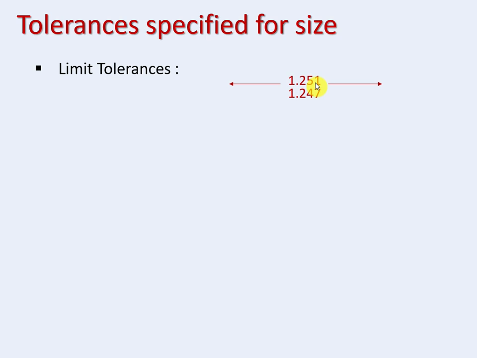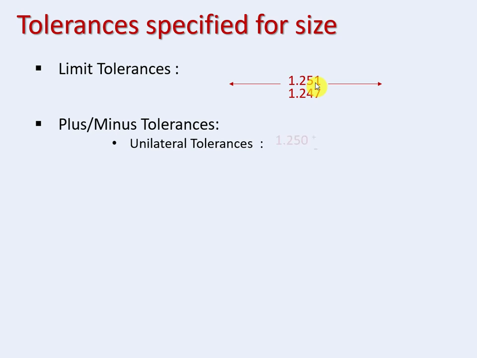And by the way, guys, it's not our mission today to select the value. No, how we can write it on the drawing. And second type, plus minus tolerance, as you see, unilateral tolerance, 1.25 plus minus 0.01.